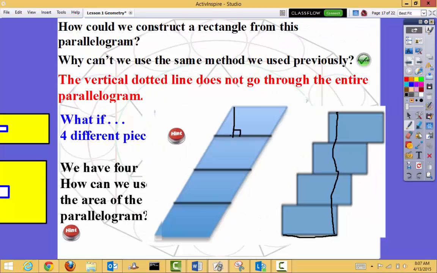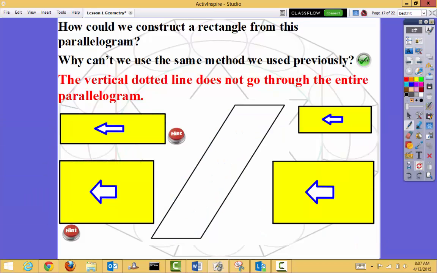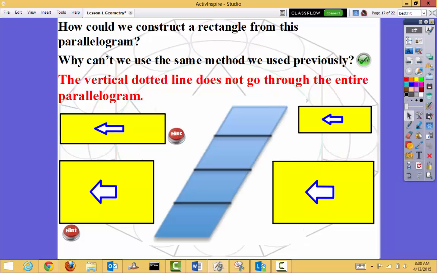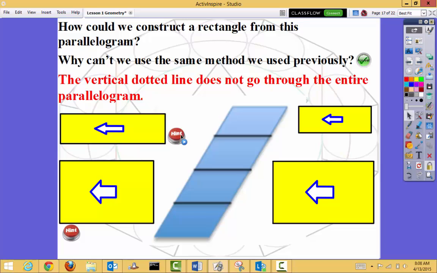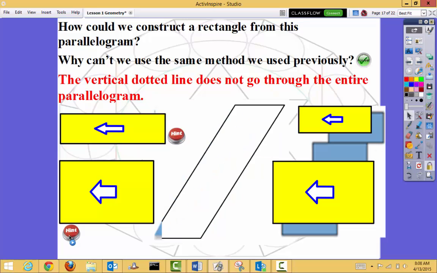Alright, so let's look at it from the very beginning. Look at how my shapes progress.